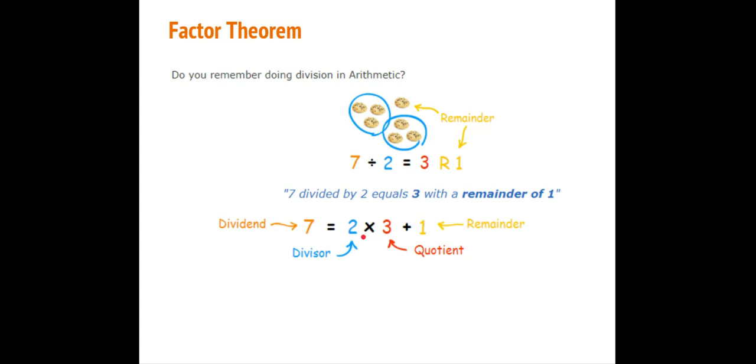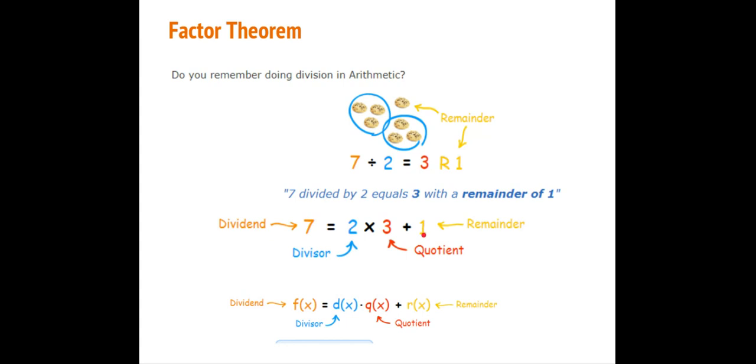In this case, can you call 2 a factor of 7? Or can you call 7 a multiple of 2? Clearly not, because 2 does not completely divide 7, and that is evident through this remainder 1. For 2 to become a factor of 7, this remainder should be 0.